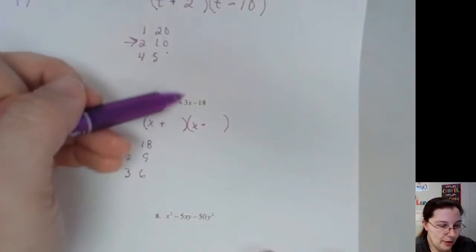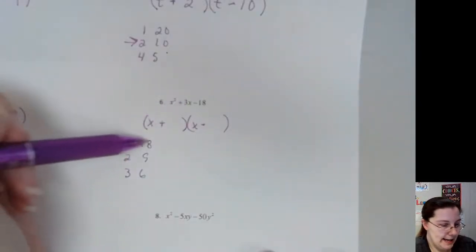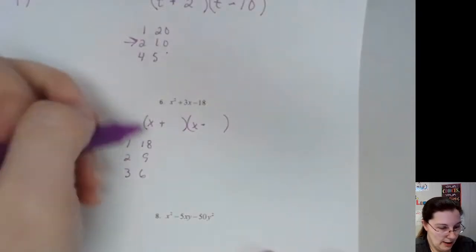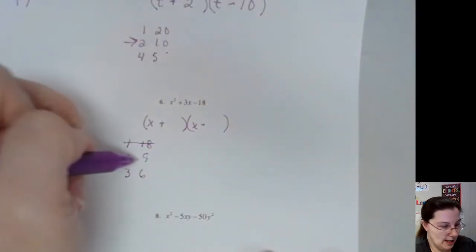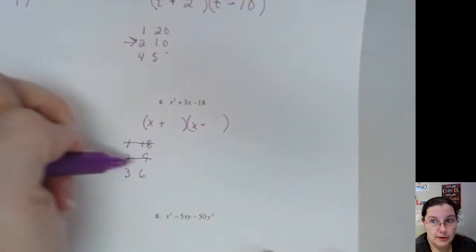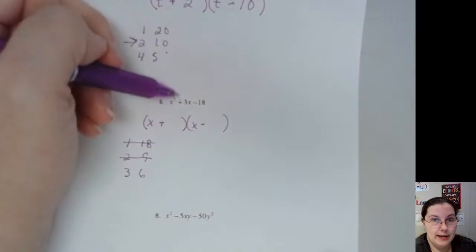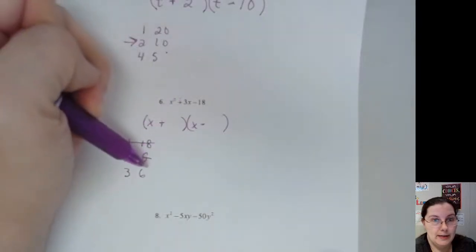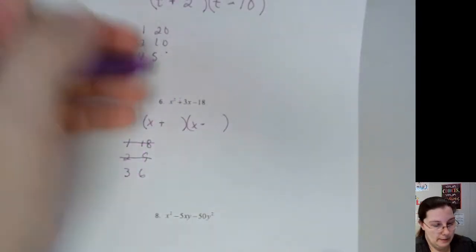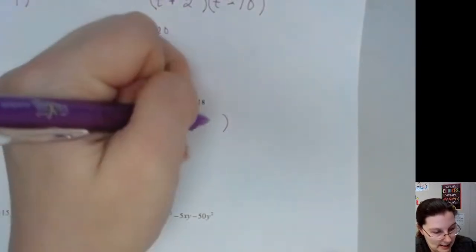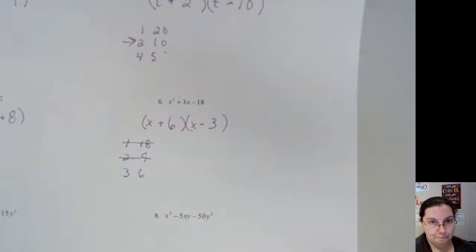And I have to get to a 3. So I can't add or subtract these to get to 3, so that's out. I can't add or subtract these to get to 3. So that leaves me with 3 and 6. So now I know by looking at my sign in front of that second term, it's a positive, that the bigger number of these two needs to go with the positive. So that's going to be my 6, which makes this my 3.